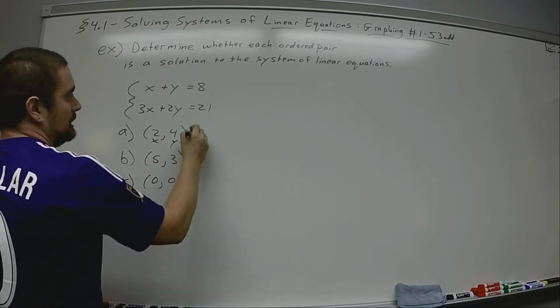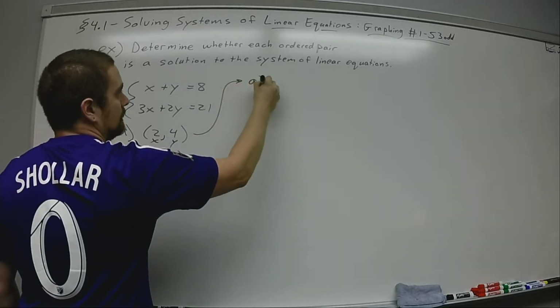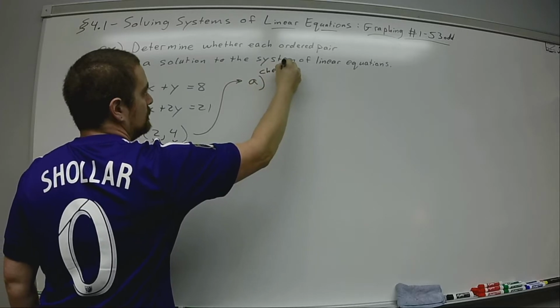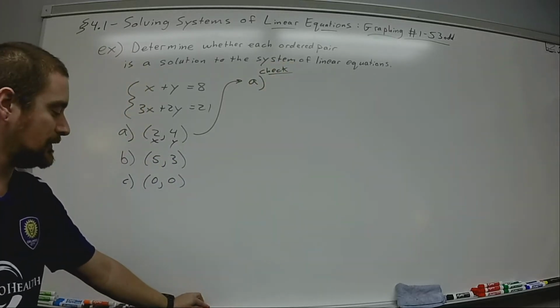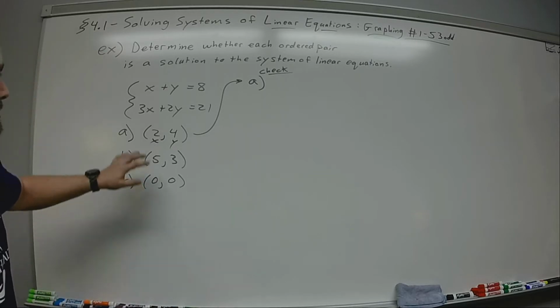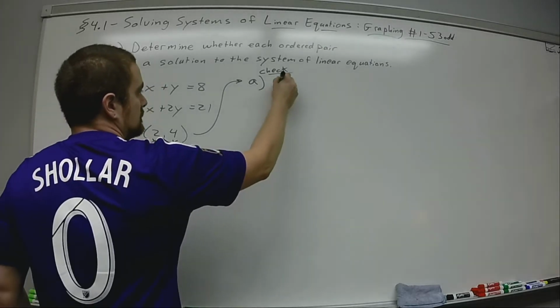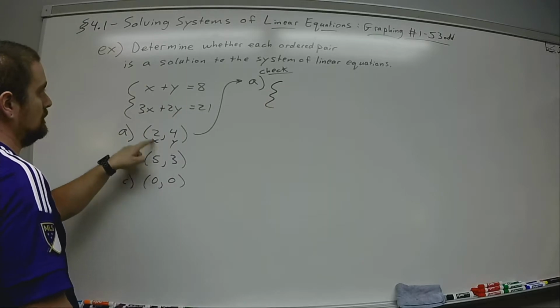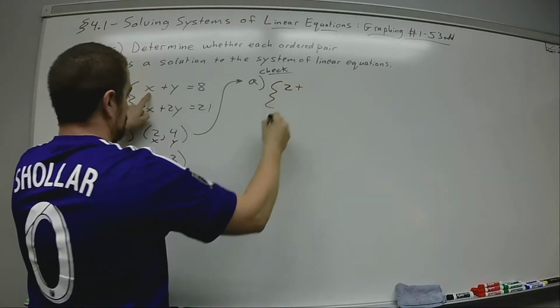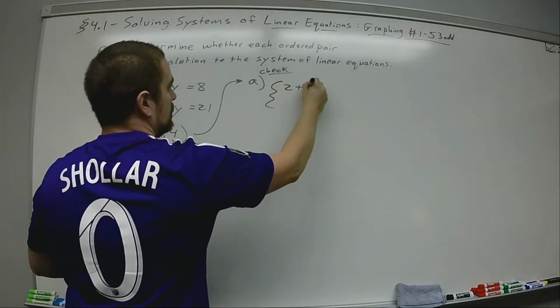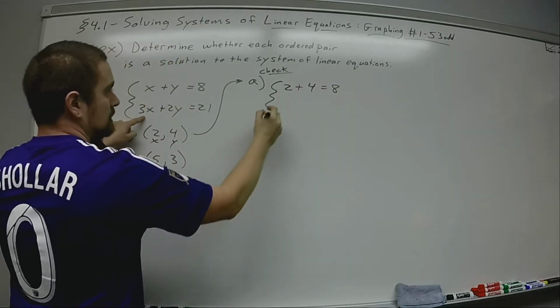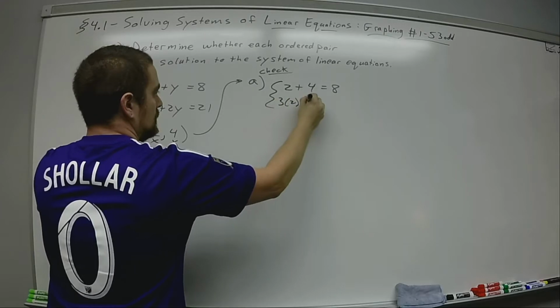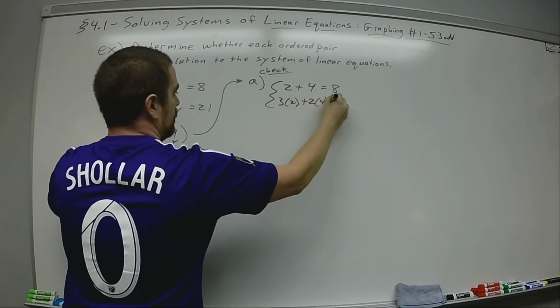So what we're doing is just checking. That's all we want to do. All we want to do is just check to see if these are going to work within the system. So it's a very specific system, and it asks us that x is 2, y is 4. And same thing in the second equation, it asks us what happens when x is 2 and y is 4.